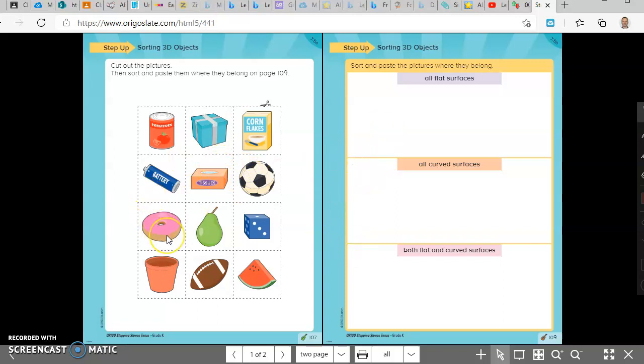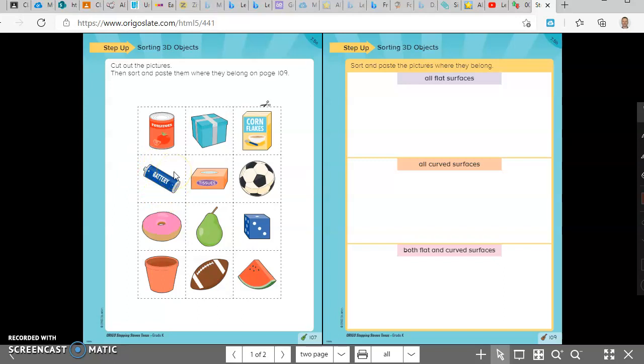How about this donut? Is there any flat surfaces, or is it all curved? It has some flat and curved. It's going to go here. If it has only curved, it's going to go here. And if it has only flat, it's going to go here. And so we're just thinking about the surfaces. We know these objects, and we're just thinking about what they have on them. How about the battery? Is it flat? I can see flat surface on this side. Maybe up here, and curved around, so that has both.